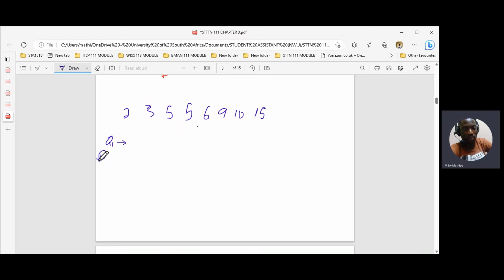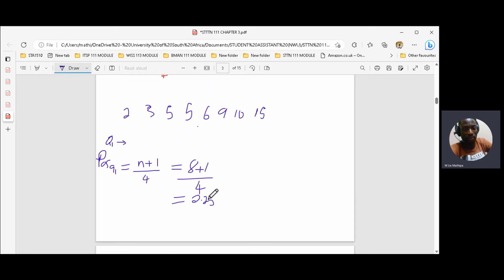How do you get the position for Q1, which is the lower quartile? The position of Q1 is equal to n plus 1 divided by 4. In this case, n is what? Already we've counted that: 1, 2, 3, 4, 5, 6, 7, 8. So n is equal to 8. Then plus 1, then divide by 4. You can check it on your calculator: 8 plus 1 divided by 4, which will give you 2.25.